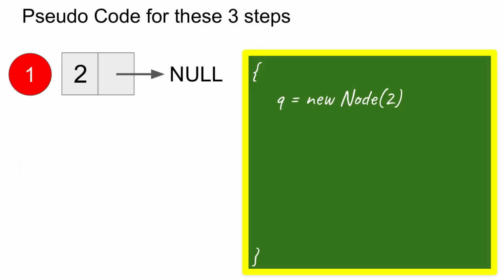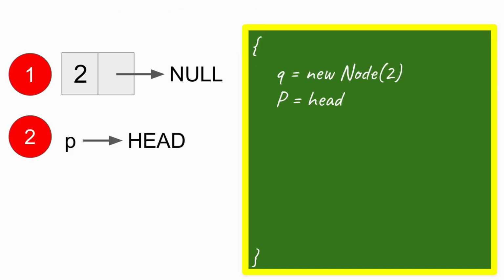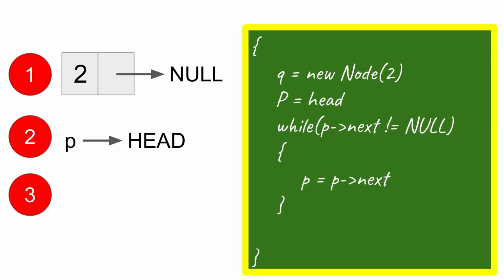Now let's quickly see the pseudocode for the steps we have done. First we create a new node from data 2 and assign it to some variable q, and then we assign an iterator pointer p to the head. We continue iterating till the next of p is null. Once we find the next of p is null, we overwrite the next of p with the new node. In this way, we add a new node to the list.